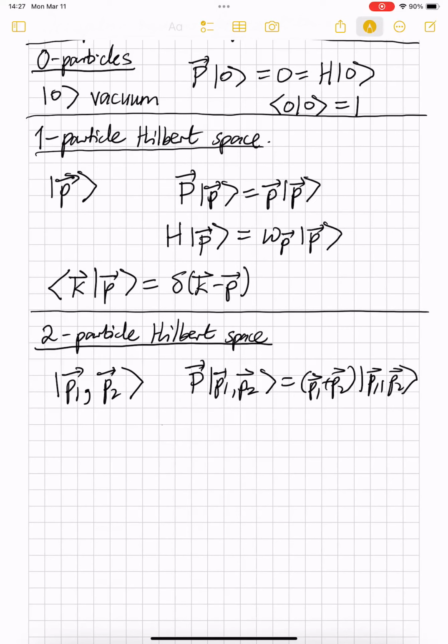What if I act with the Hamiltonian on the state? Well, acting with the Hamiltonian on the state, I get omega P1, the energy of the first particle, plus omega P2, the energy of the second particle. This statement again shows you that we are dealing with a non-interacting, a free system, because energies just add. There was no term, no contribution to the energy corresponding to an interaction between these 2 particles. So we're studying a non-interacting system of 2 particles.